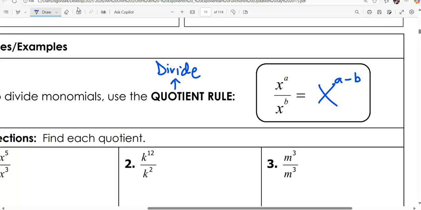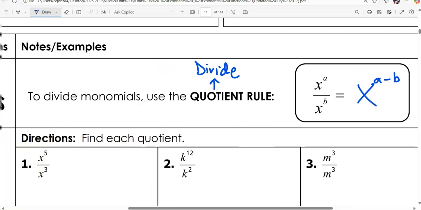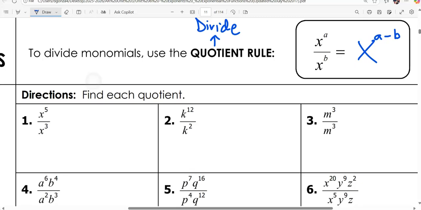Wake up. Let me show you an example. Does everyone have the top down? Now, are we dividing the same base? Yes. So what do I do with the exponents? Subtract. So x to the 5 on top minus the bottom is 3.